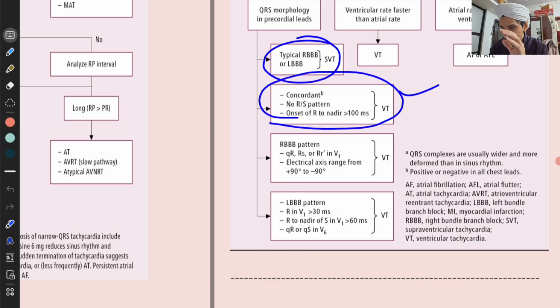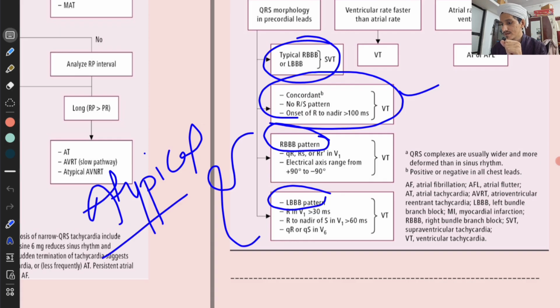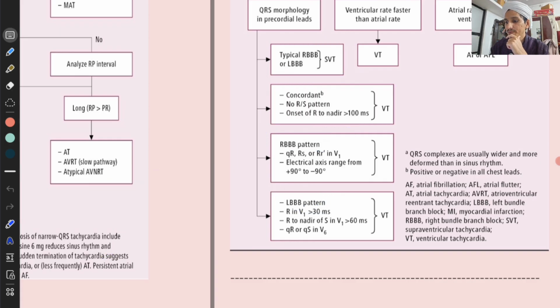Then there are atypical RBBB and atypical LBBB. What are these? We will see. In RBBB, in V1 you will have a small q and it will be broad, small q and R like this, or R will be more and a small s like this.